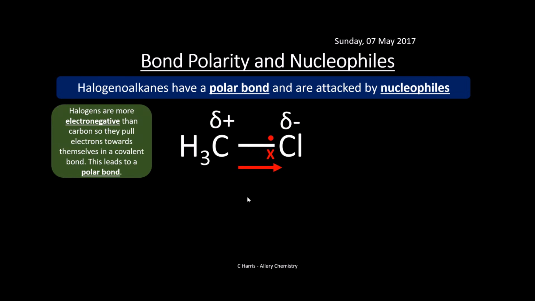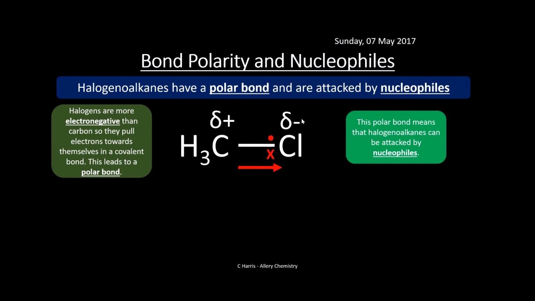So halogens are electronegative. Okay, so here we've got chloromethane. They pull electrons towards themselves, and this is what leads to that polar bond that we were talking about. We put the delta negatives and delta positives on there. There's the delta negative and delta positive. It basically shows that the carbon is electron deficient, and your chlorine is electron rich. Okay, so the polar bond means that halogenoalkanes can be attacked by nucleophiles. Okay, so this is polar.